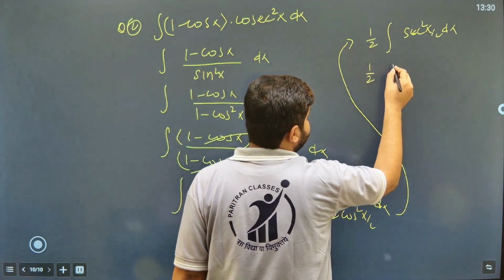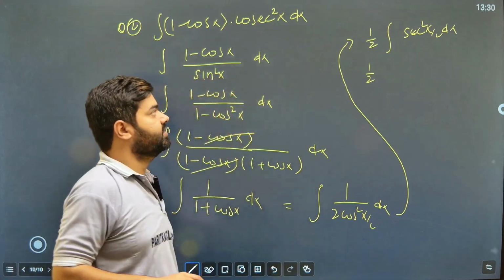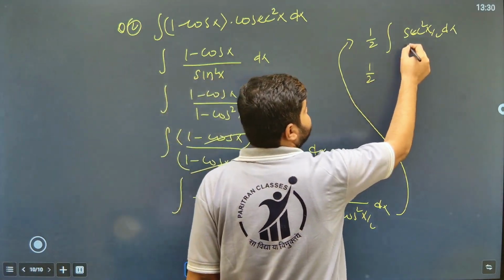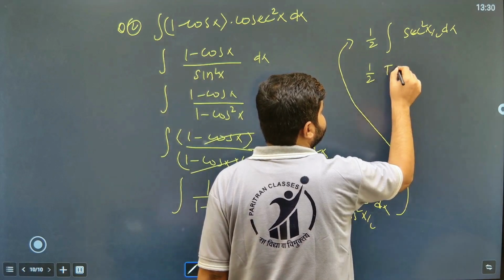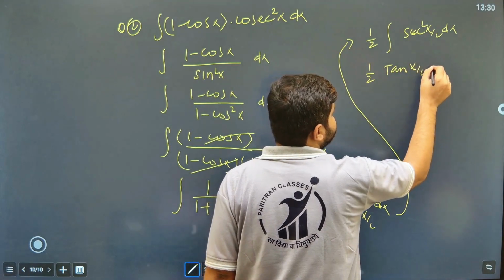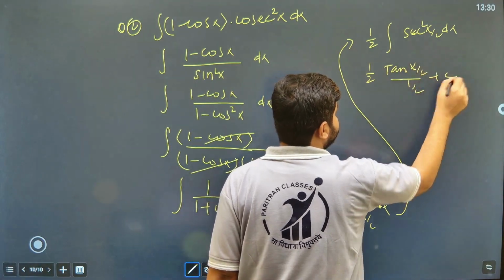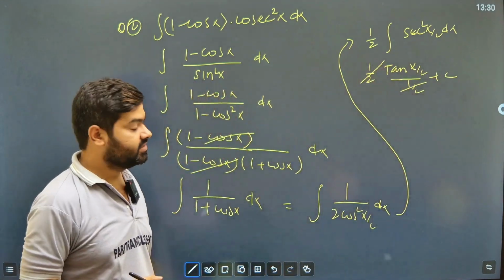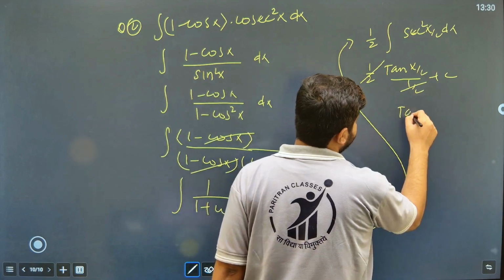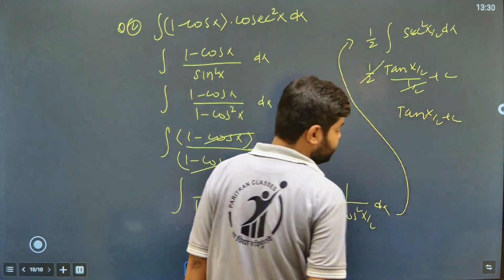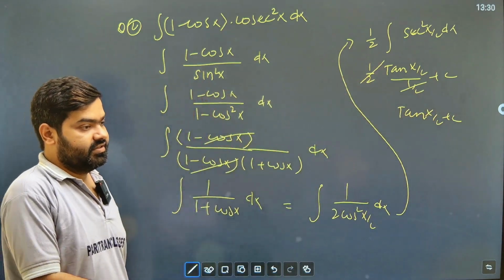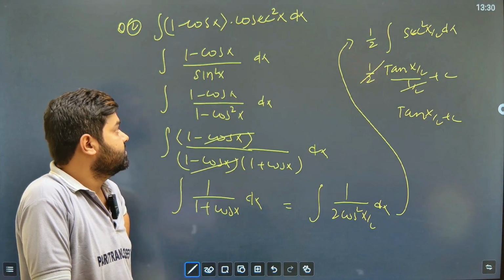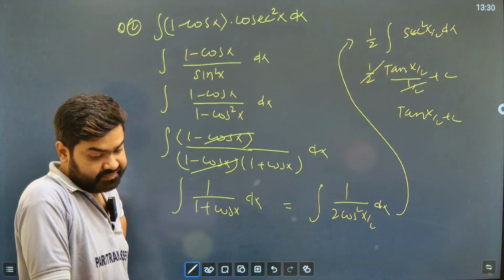So as we know, the integration of sec square x will be tan x. So here this integration will be tan x by 2 upon 1 by 2, plus c. So 1 by 2 and 1 by 2 will be cancelled out. So the final answer will be tan x by 2 plus c. Okay, please copy this question fast so that we can move forward.